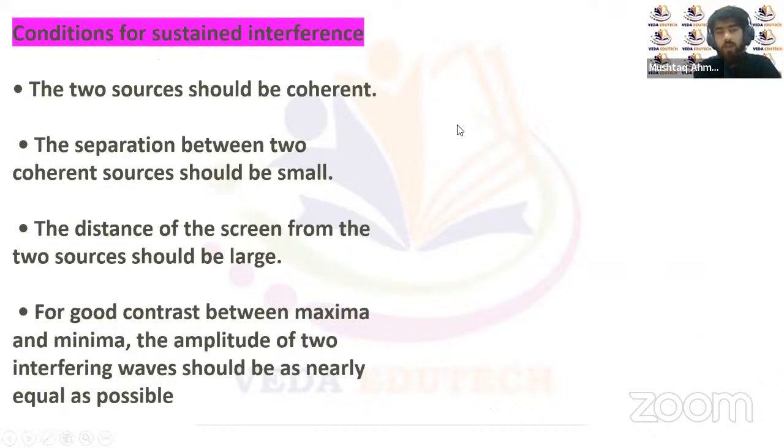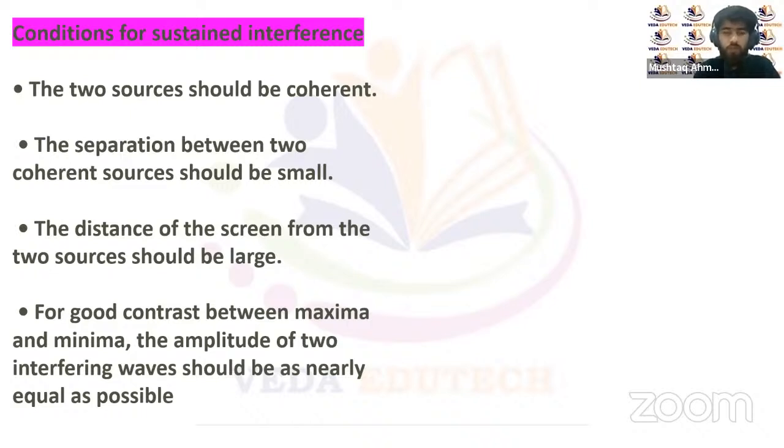Now, condition for sustained interference, right? What are the conditions to sustain the interference between two light waves? The two sources should be coherent in nature. The separation between two coherent sources should be appreciably small, right? There should be small separation between the two sources of light, and the distance of the screen from the two sources should be large, right?